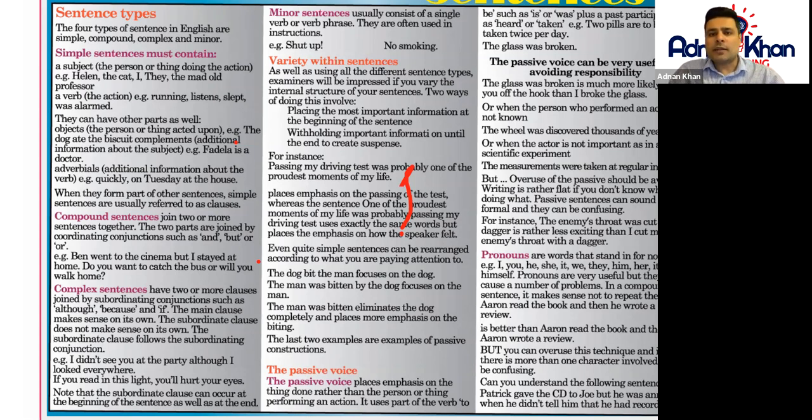So I hope that you can tell the difference now between the four different sentence types. This is all English language: simple sentences, compound sentences, complex sentences, and also minor sentences as well. All right. Let's go into a little bit more detail and have a look at the variety within these particular sentences. So let's go to Ibrahim to read the next section.